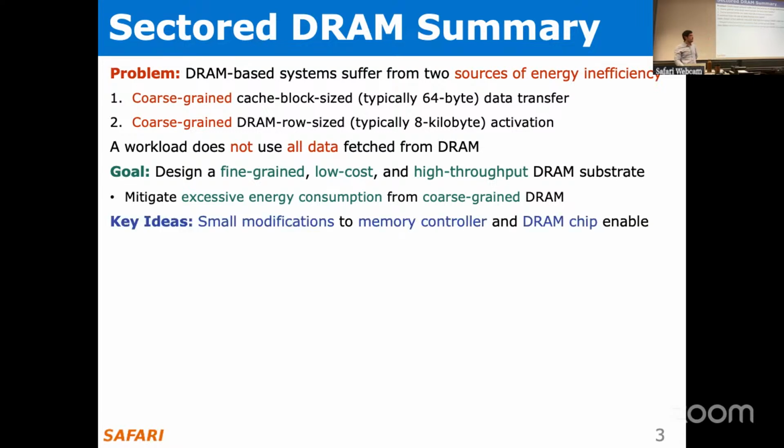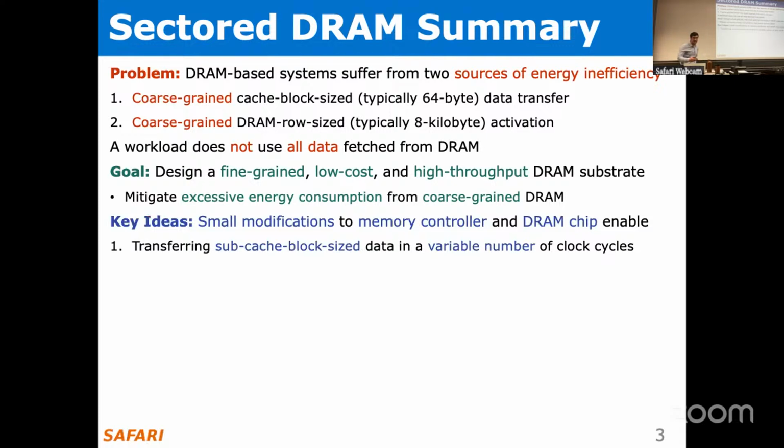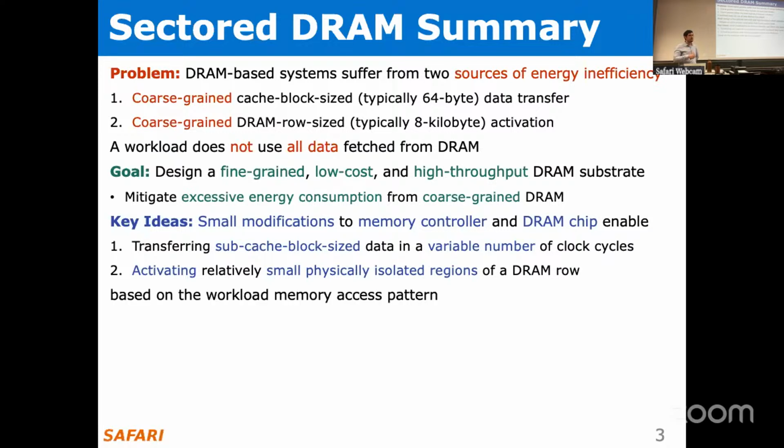Our design has two key ideas. With small modifications to the memory controller and the DRAM chip, we enable data transfers that are smaller than a cache block's size in a variable number of what's called DRAM interface clock cycles. We will get to those later. And we enable activating small portions of a DRAM mat based on the workload's memory access pattern.